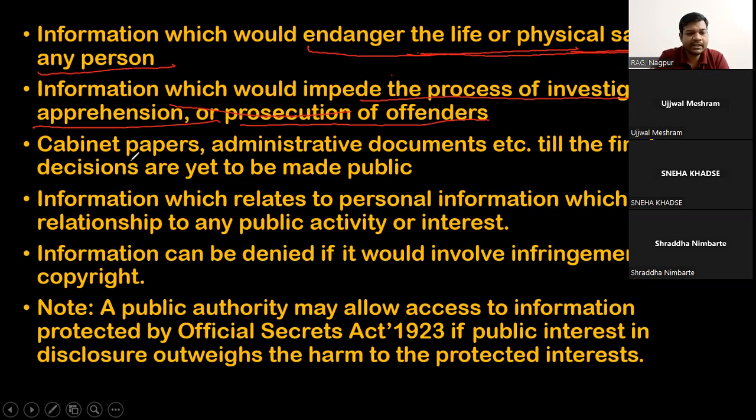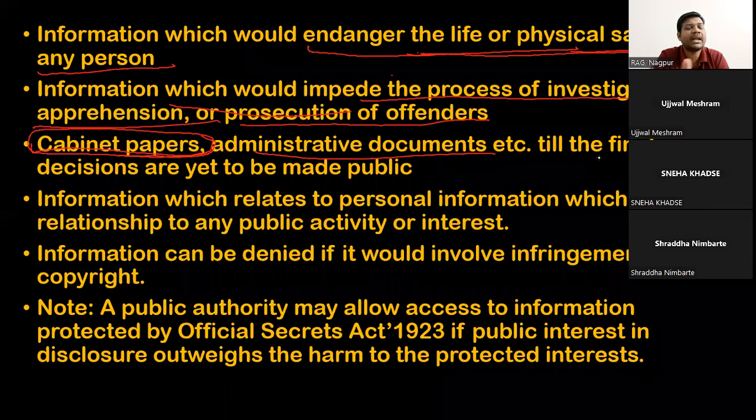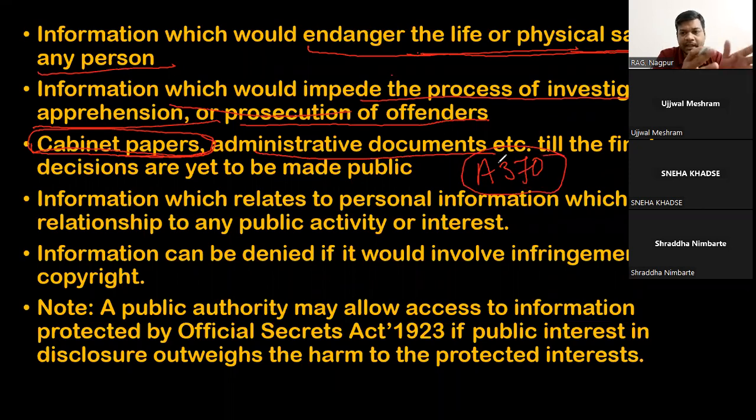Then cabinet papers and administrative documents, that too in the initial stage. Cabinet papers, like the amendment in Article 370. Till it was presented in Lok Sabha, this was a cabinet paper, and this cabinet paper could not be asked for by anybody.